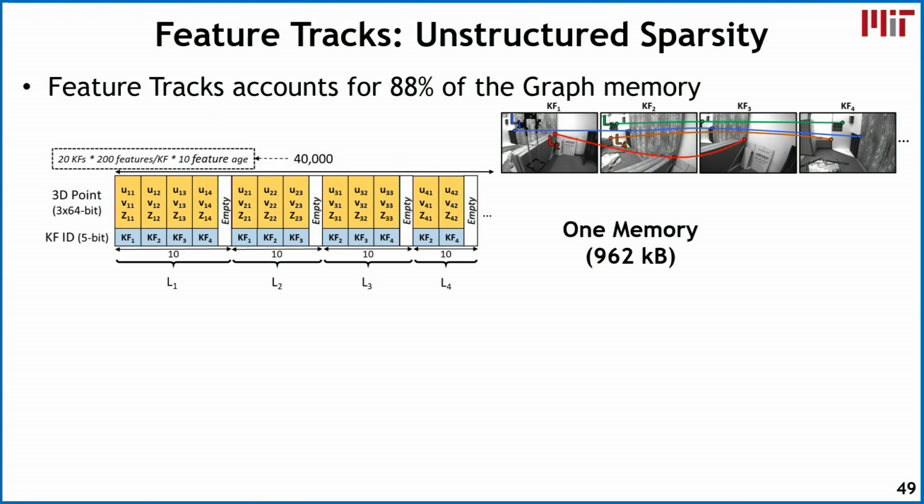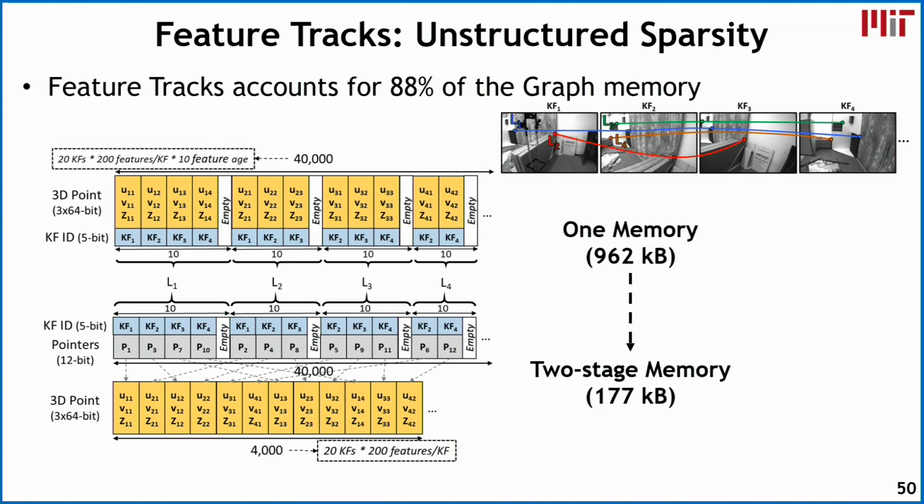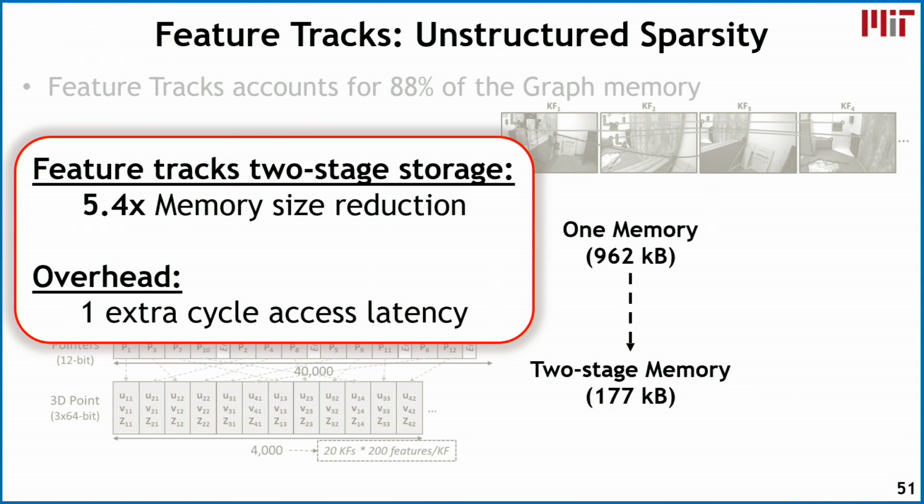So we can actually break this memory down into 2 stages. The first stage is storing the keyframe ID, which is 5 bits, as well as a pointer, and this can be quite sparse. The second stage is storing the expensive 3D points that are 64 bits each. These expensive values are stored in a dense format, so it's much smaller in size. As a result, by taking this 2-stage approach, we get a 5.4x memory size reduction, and the extra overhead of doing this is 1 extra cycle of latency.